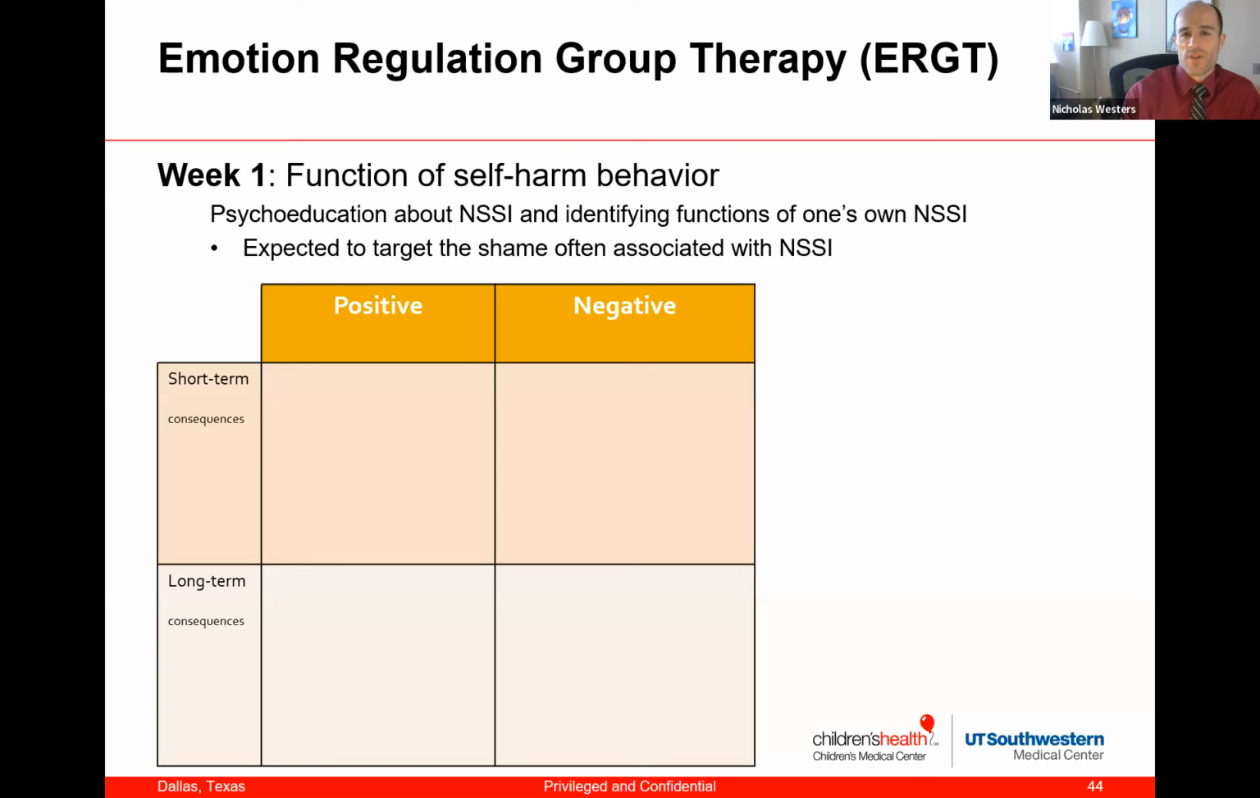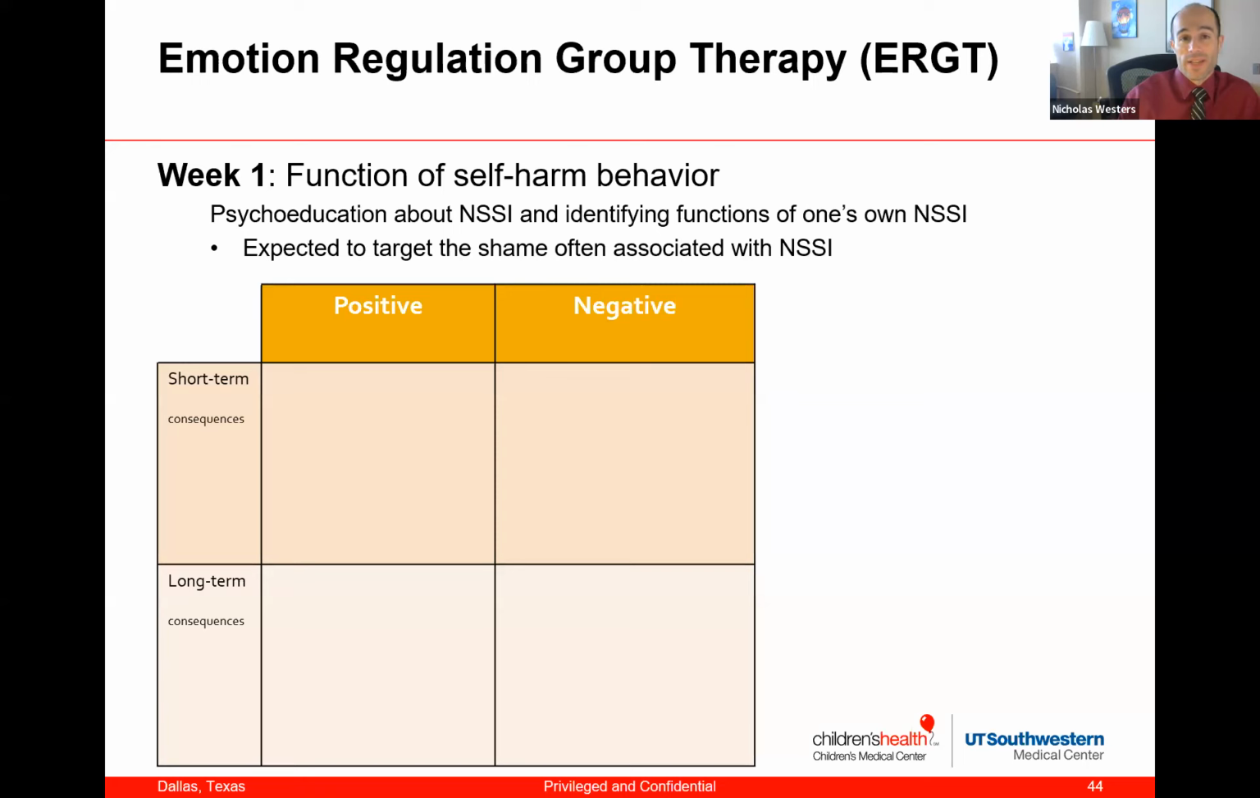So look at the function of the behavior, and we want to target the shame that's often associated with self-injury. If you were to use this, and I use this sometimes in my regular practice, you can draw it on a marker board or a piece of paper. Again, list the positive and negative short-term consequences using that functional analysis of the self-injury, as well as the positive and negative long-term consequences.